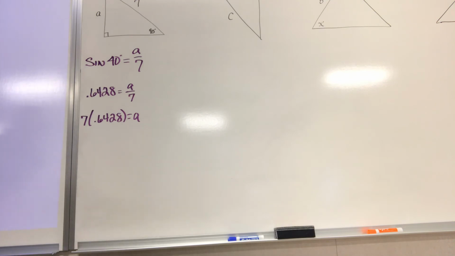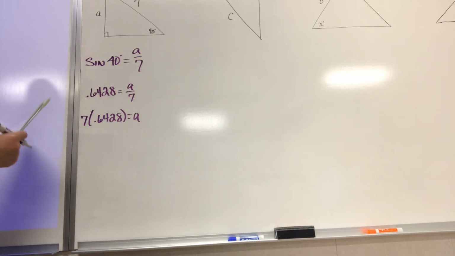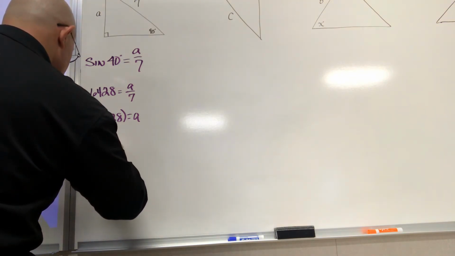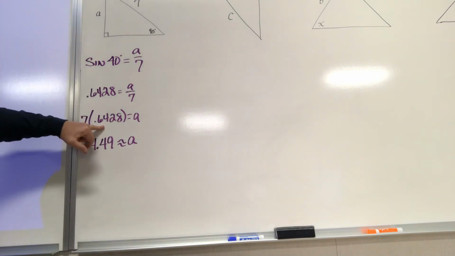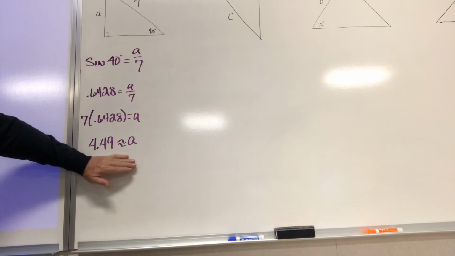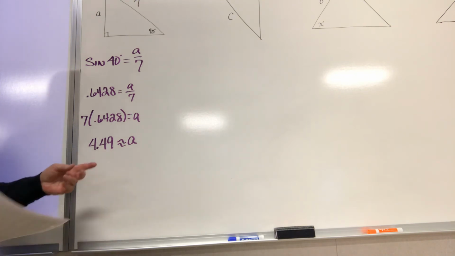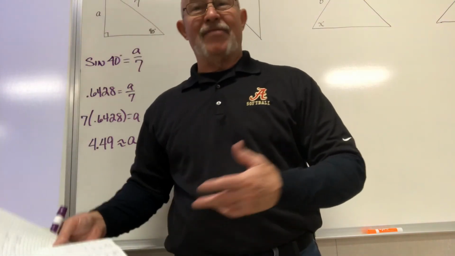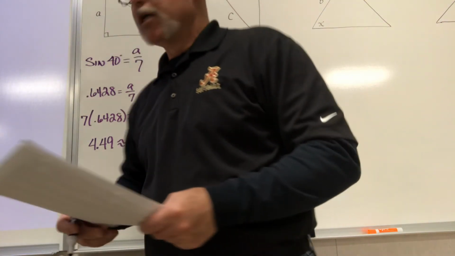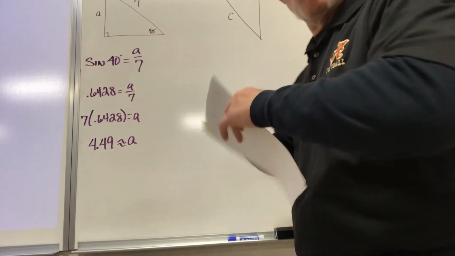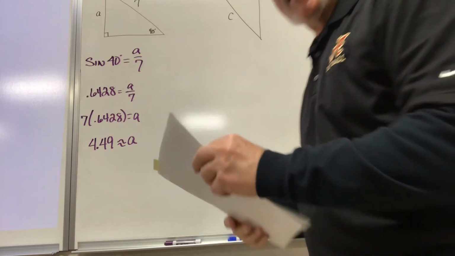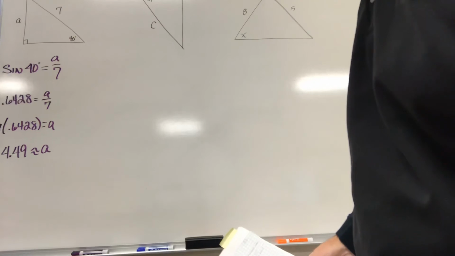Okay. Calculator, approximately equal to. You're done. The problem will usually tell you to go to the 10th or the 100th place. That's just up to you. Okay? So, we're done with that one. So, the length of A is roughly 4.5. Okay? So that's an example of a sine problem where we're going to find a leg.